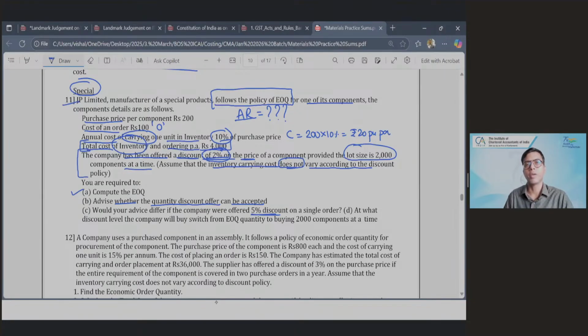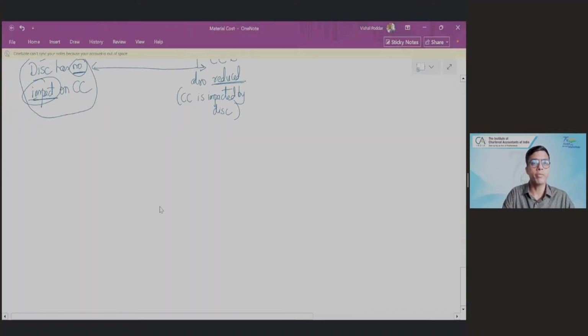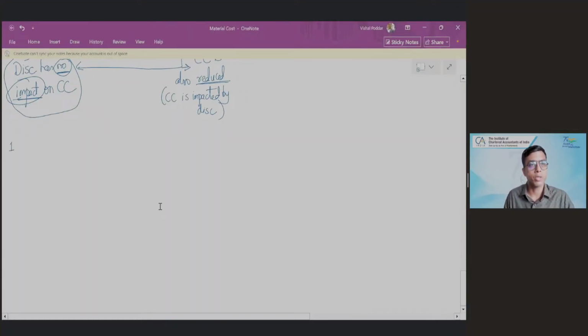Now, what is this? If you read, two things are very important. The company is already following EOQ. And second, that the total cost which the company is incurring of inventory, that is carrying, and of ordering is rupees 4,000. Now, this is going to be our basis of moving ahead with finding out EOQ, which is asked, and also finding out AR because we need to do the comparison. How? See, it is given that the company is already following EOQ.